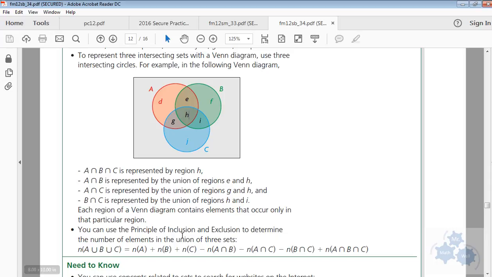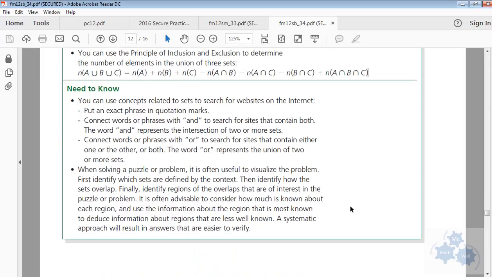And here's the principle of inclusion and exclusion with 3 sets. That's the one we just went over in our previous example right here. Okay, so you might want to take another look at that. And there's some more hints for you, and I'll give you your assignments here in a second.